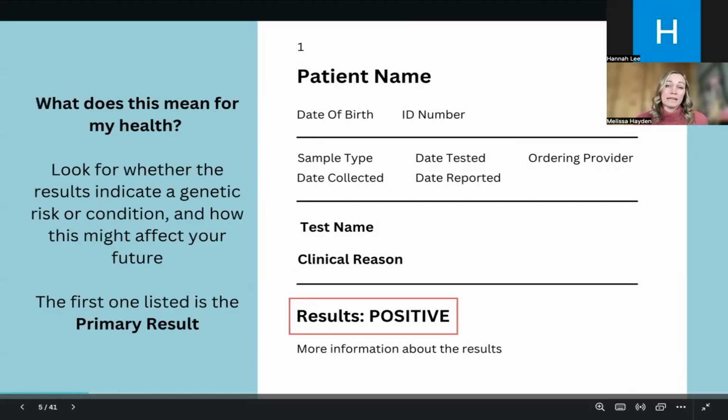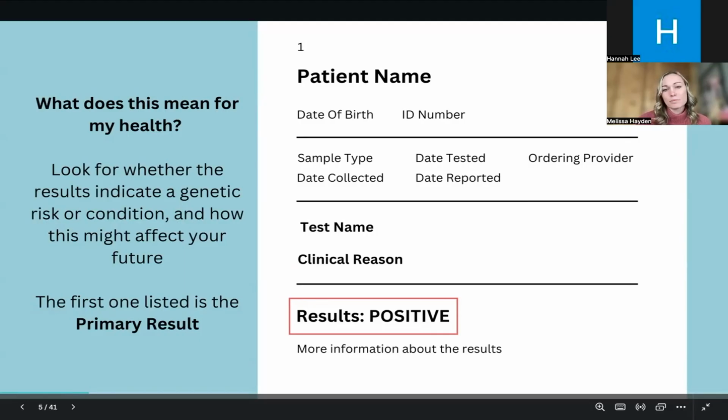When you first receive your genetic test results, what's the first thing you'll likely want to know? For many people, the immediate question is, what does this mean for my health? You'll probably look for whether the results indicate a genetic risk or condition and how this might affect your future.